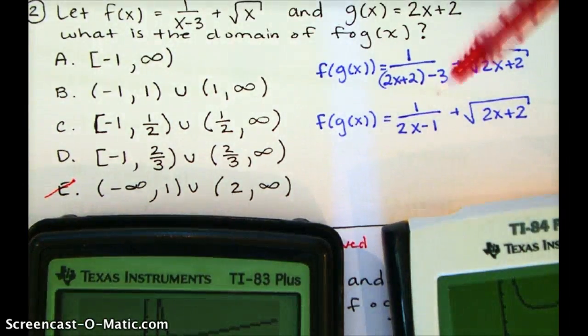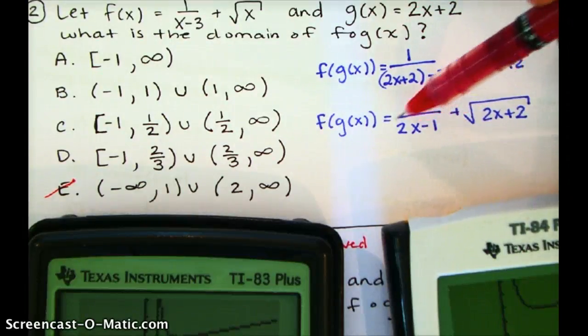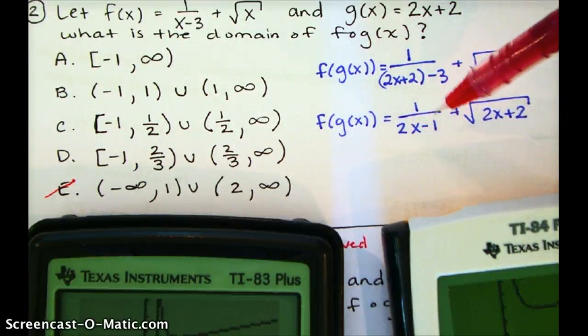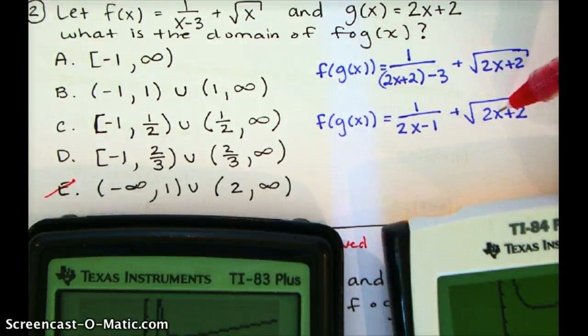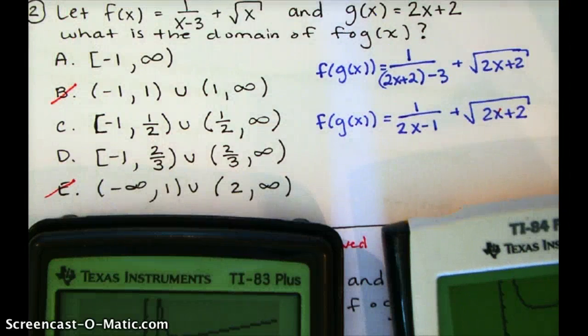If I plug in -1, well, in the fraction, 2 times -1 is -2, minus 1 is -3 there, and that's fine in the fraction. If I put -1 into the square root symbol, 2 times -1 is -2, plus 2 is 0, and the square root of 0 is fine. So it's okay for -1 to be in the domain, which means I'm going to eliminate B, which said that -1 was not in the domain.